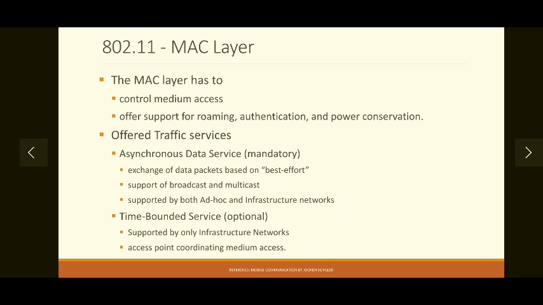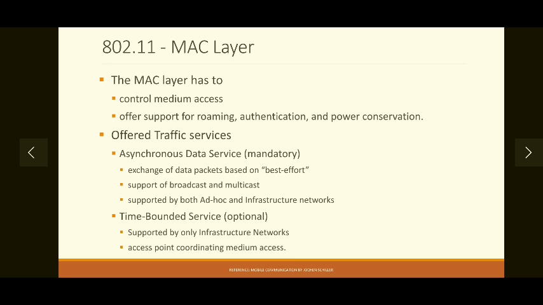Authentication means whenever you move into the range of a particular foreign agent or access point, you have to authenticate yourself in order to communicate. And finally is power conservation. When you don't have data to transmit, your power should be saved because you are idle. So that is the power conservation. Most of these tasks are done by the access point. That means the medium access layer is primarily controlled by the access point.